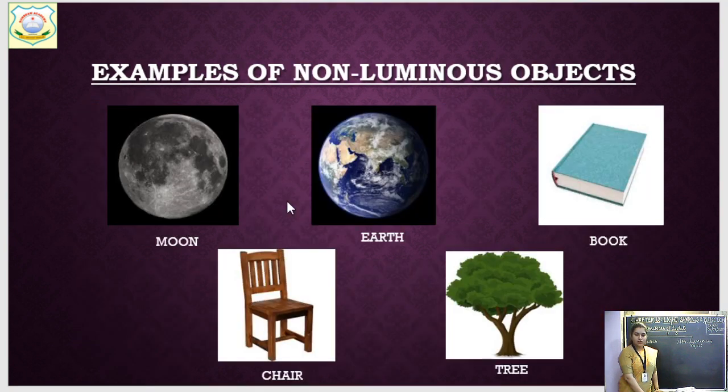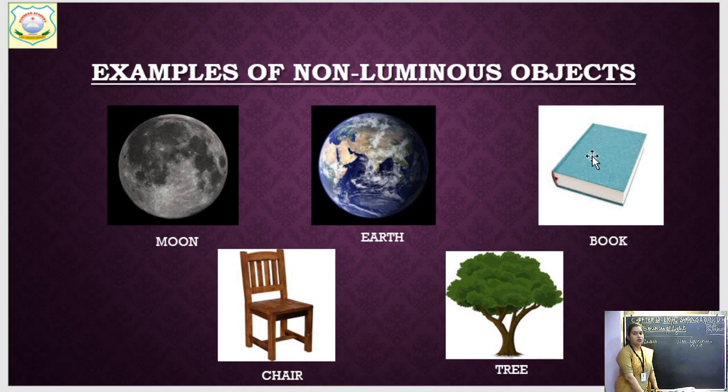And non-luminous object, moon. See, moon does not have light of its own. Then how is moon shining? Moon is shining because of the light from the sun. So we know it. Moon is shining with the help of the light of sun. Okay? Earth is also shining when we see it from the outer area in the universe, but by the reflection of light of sun.